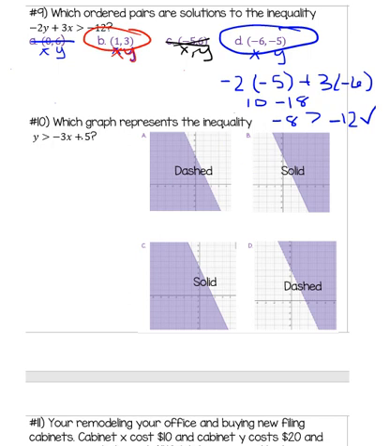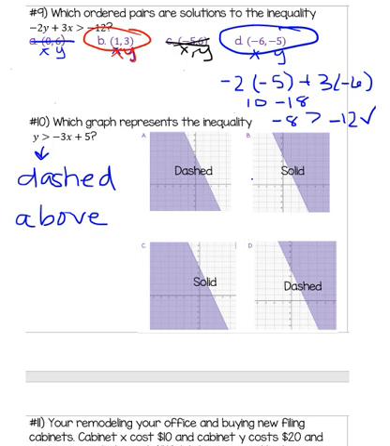So I want to know which graph represents the inequality. I like to look at my inequality and make some judgments about it. So since it's greater than, I know that it's going to be dashed. It's not equal to. If it's greater than or less than, it's a dashed line. And I also know that since it's greater than, it's going to be shaded above my line.